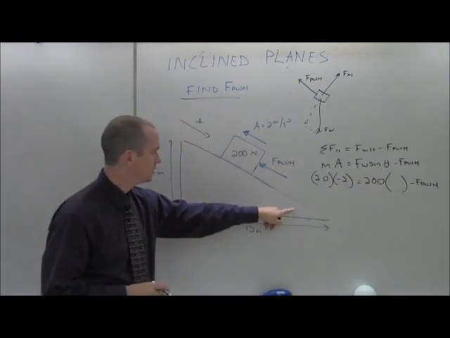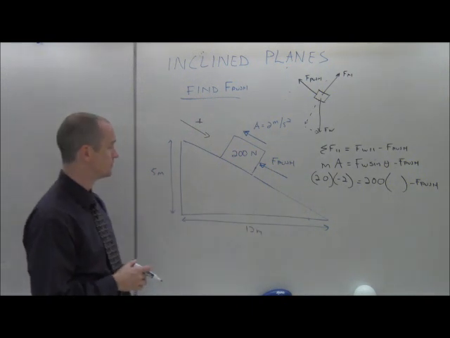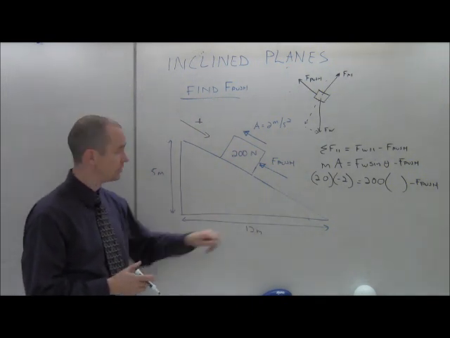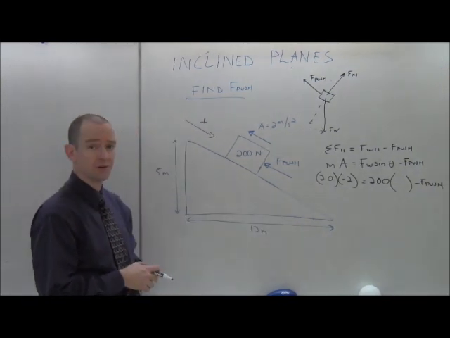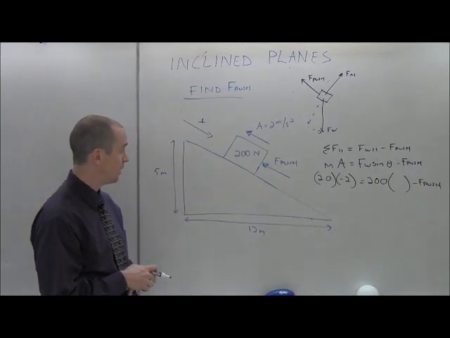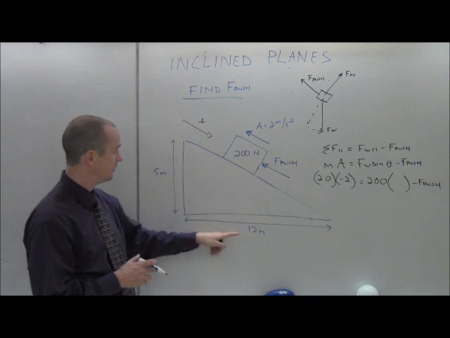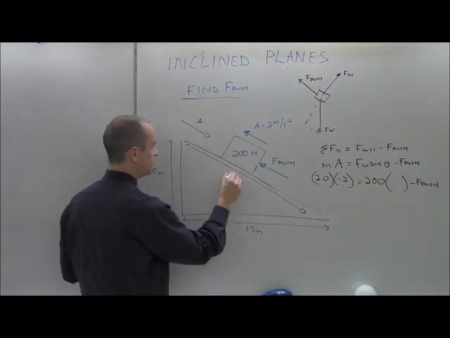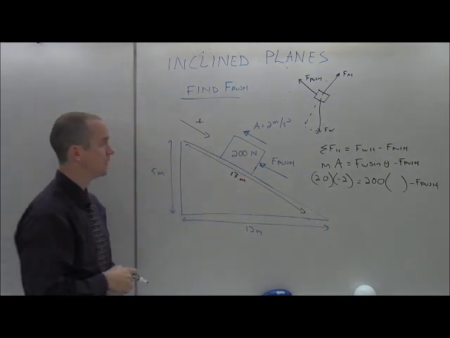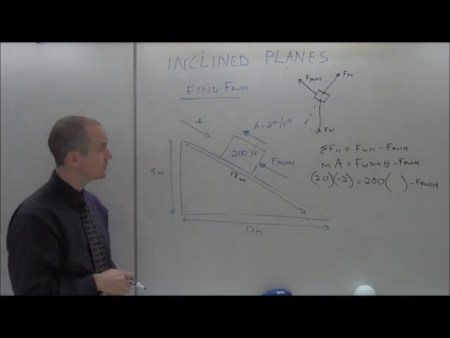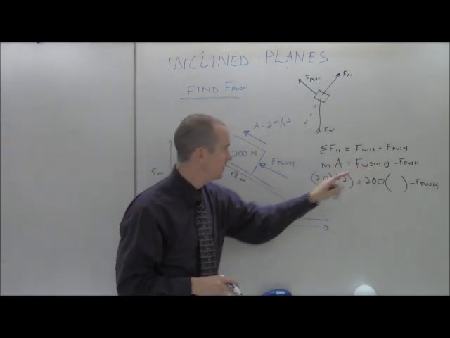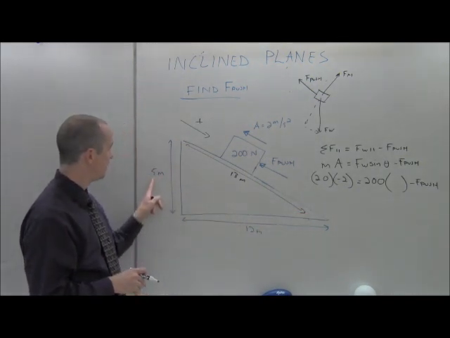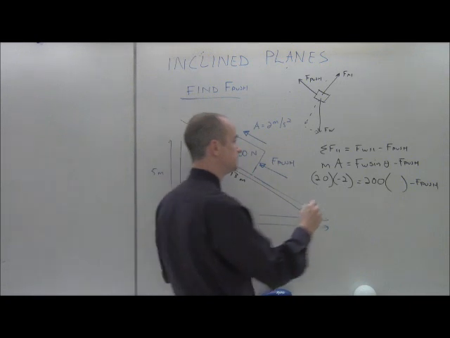What should I do about theta? Because I'm not given an angle. Well, I could use trig. I know 5, 12. I could use tangent to find this theta. Or I could recognize that this is a perfect triangle. 5, 12. This side will be 13. So I could just use the ratio of sides. I need sine. So if that's the angle, it would be 5 over 13.